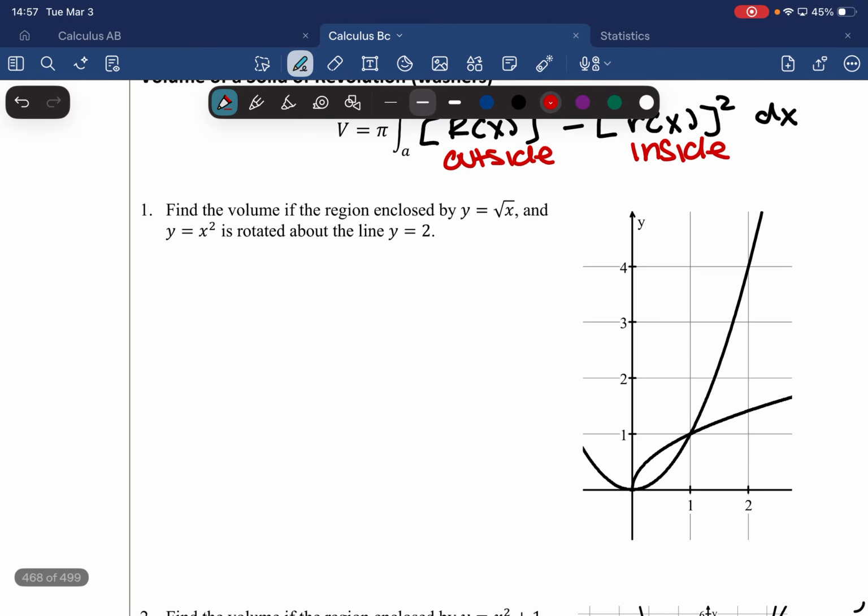Okay, so number 1 says find the volume if the region is enclosed by y is equal to square root of x and y is equal to x squared, and it's rotated around the line y is equal to 2. So that's the first thing I'm going to draw, is that line. And I know that we're going to rotate around it.